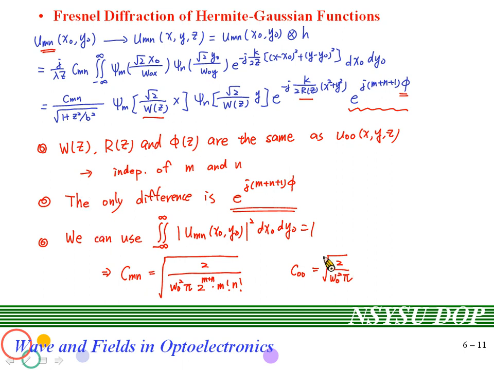So these are the properties of the Fresnel diffraction of Hermite-Gaussian functions. They will have the same expressions for W of z, R of z, and the phi function, but have a difference in the exponential term shown here.